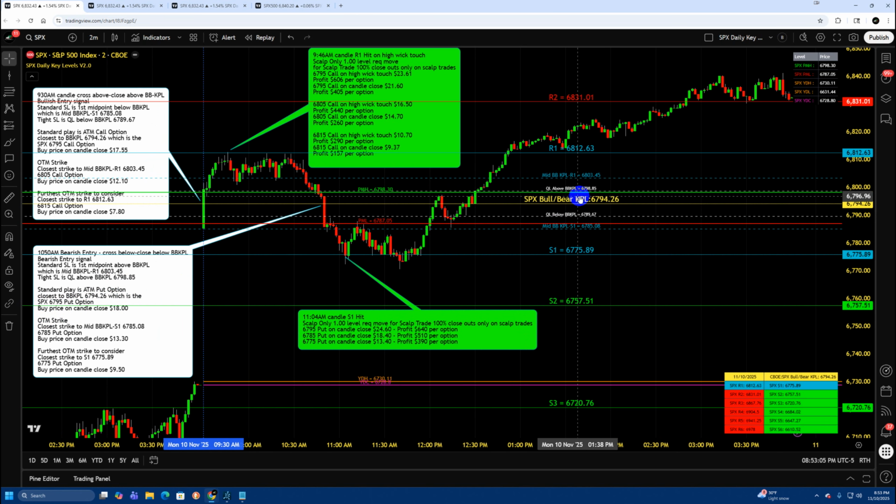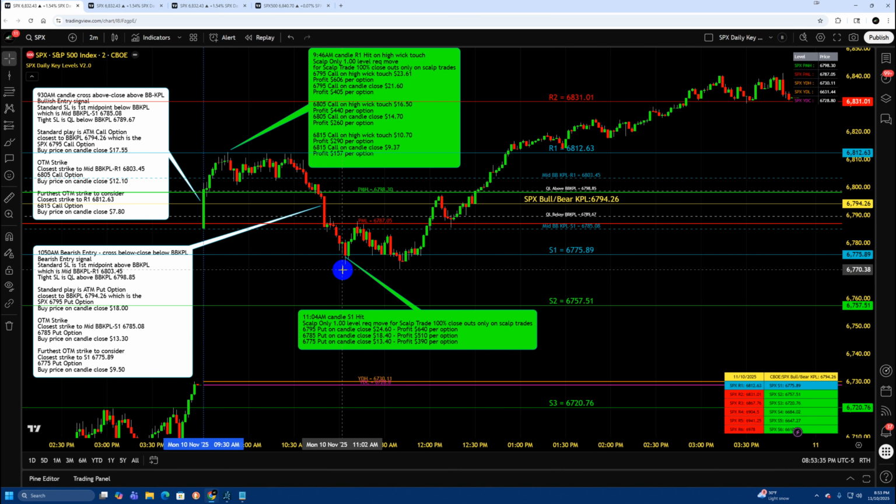Out of the money strike, this is just a reverse of what we did before. You're looking down. First midpoint down is this one, 67.8508. Closest strike to that, 67.85 put option. Buy price on candle close, $13.30. Furthest out of the money, one level down, S1 67.7589. That's a 67.75 put. Buy price on candle close, $9.50.